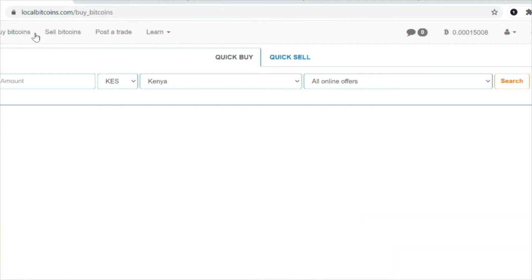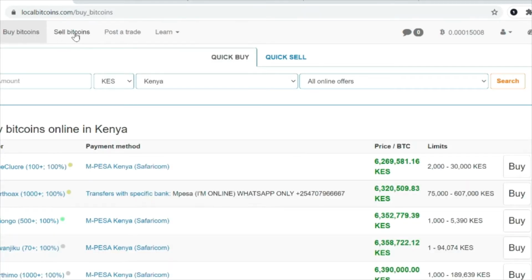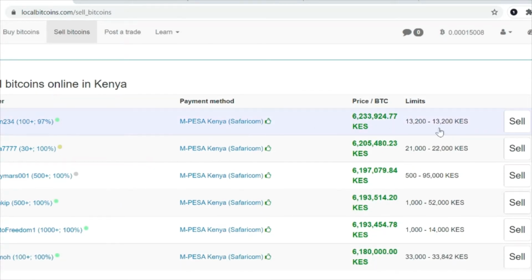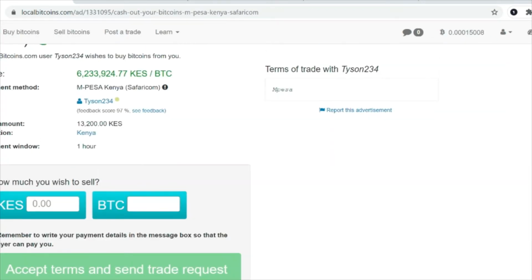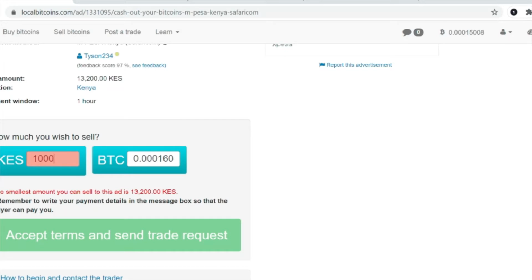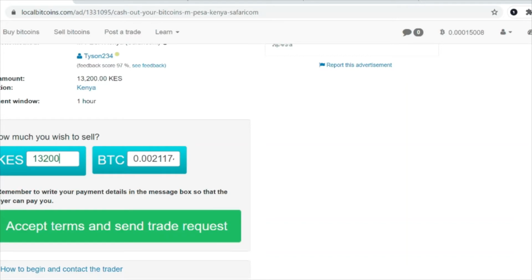That's how to buy. If you want to sell, you can just click sell. In fact, due to the high demand, you'll be selling at a much bigger rate. That means there is no negative commission on your side. So if you want to sell to this person, just click sell, and he is able to accept a 13K purchase of Bitcoin. So if you want to sell the equivalent of 1,000, or 13,200, to that person.